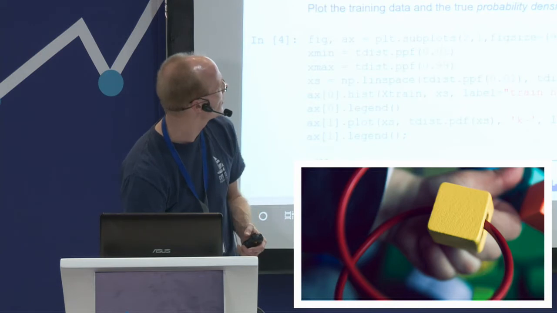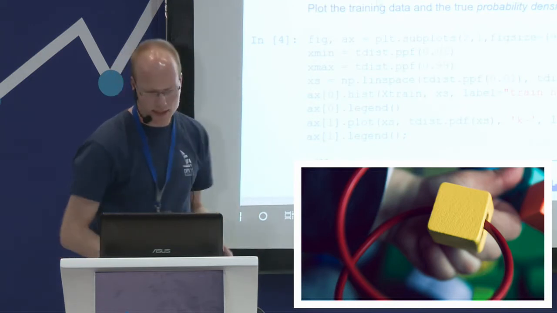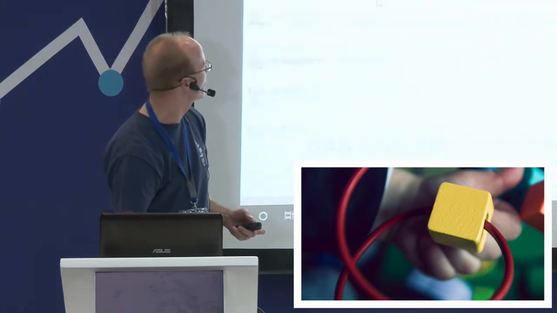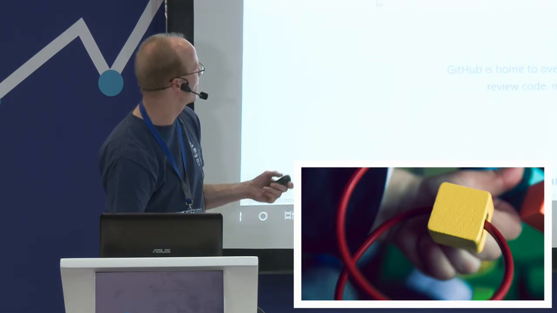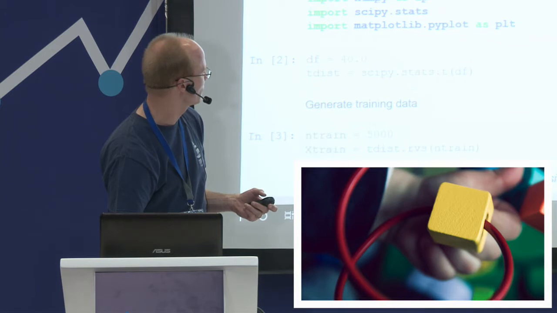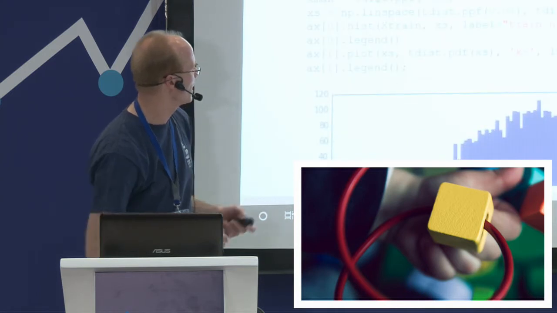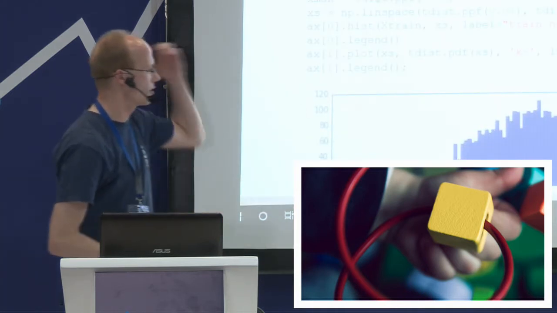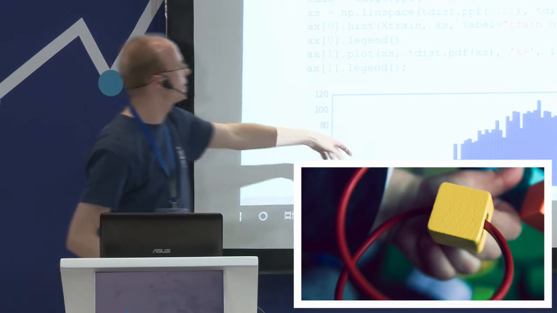Okay. Yes. So this is a simple toy example. It's online at GitHub. You can find it using PyTorch. We generate some training data from a univariate normal distribution, actually from a t distribution.